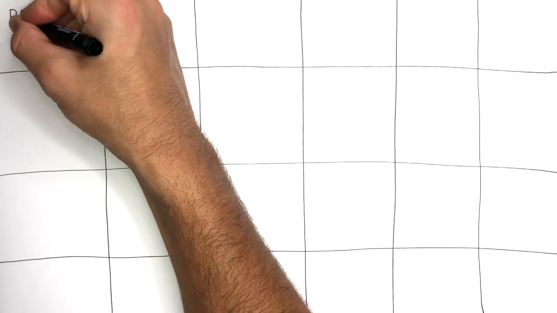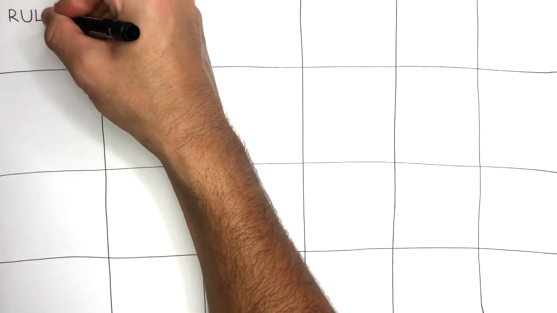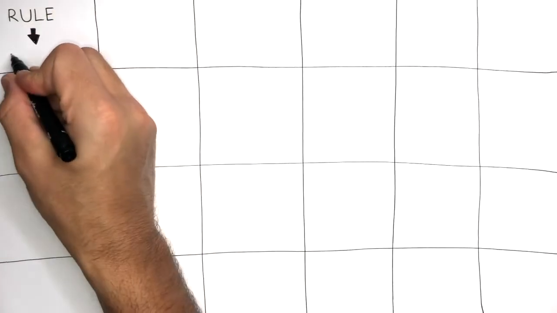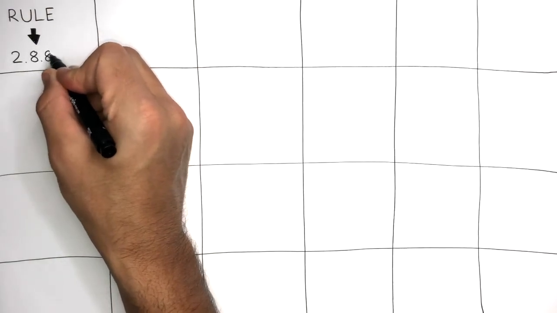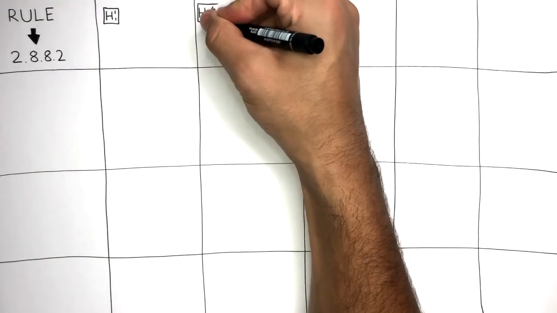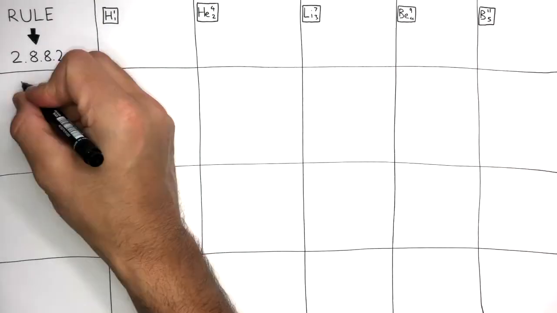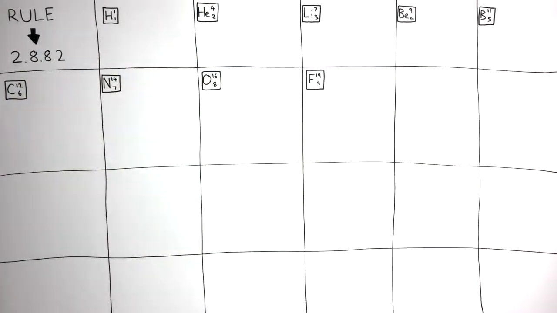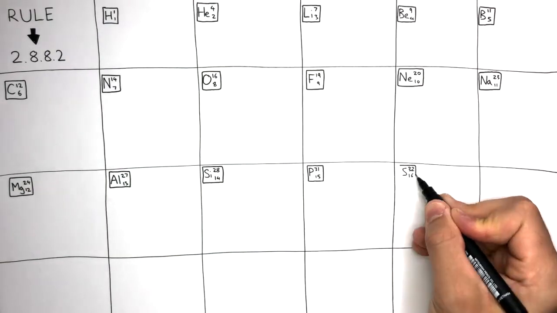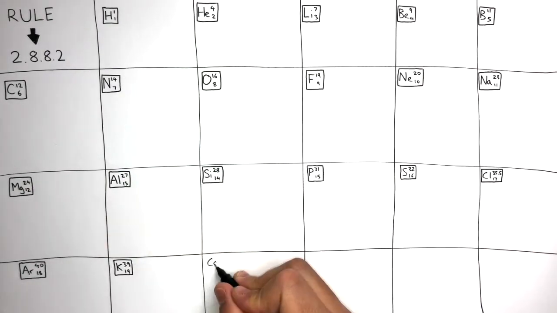When drawing electronic configurations, you must remember the rule, which is 2, 8, 8, 2. At GCSE level, you need to make sure that you know how to draw the electronic configuration for the first 20 elements in the periodic table. This is from hydrogen all the way up to calcium.